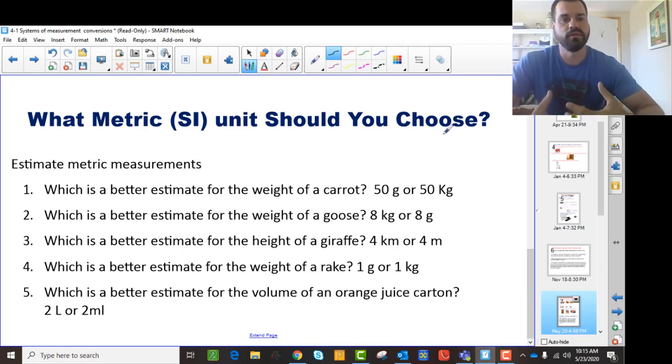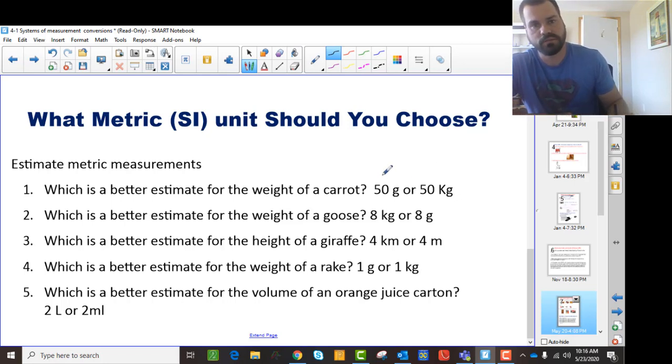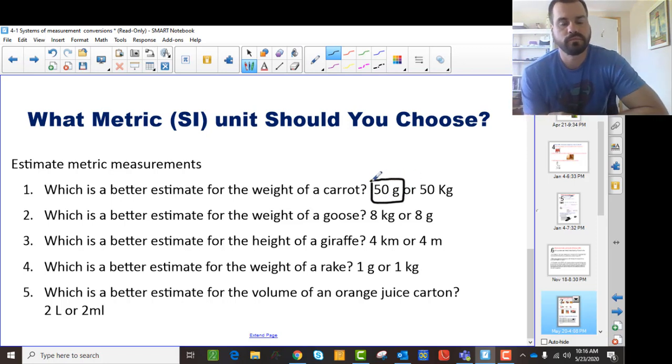So if you're going to weigh a carrot, are we going to talk about 50 grams or 50 kilograms? Well, a carrot doesn't weigh very much, right? So we're going to say 50 grams, because 50 kilograms, a kilogram is 1,000 grams, right? So we're talking 5,000 grams, and that is a lot, okay? If you're talking conversion, just to sort of help you, there's 2.2 pounds in a kilogram, so 50 kilograms is over 100 pounds. And if you have a carrot that weighs over 100 pounds, that's got to be some sort of Guinness World Record, probably, all right?